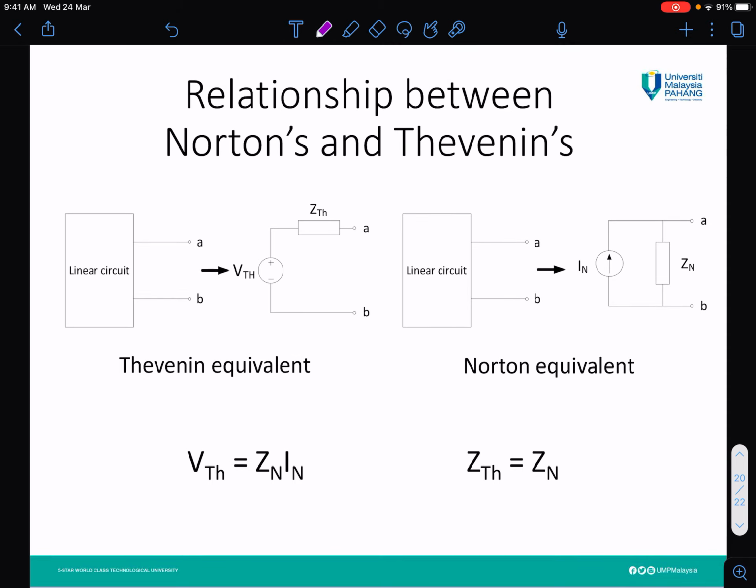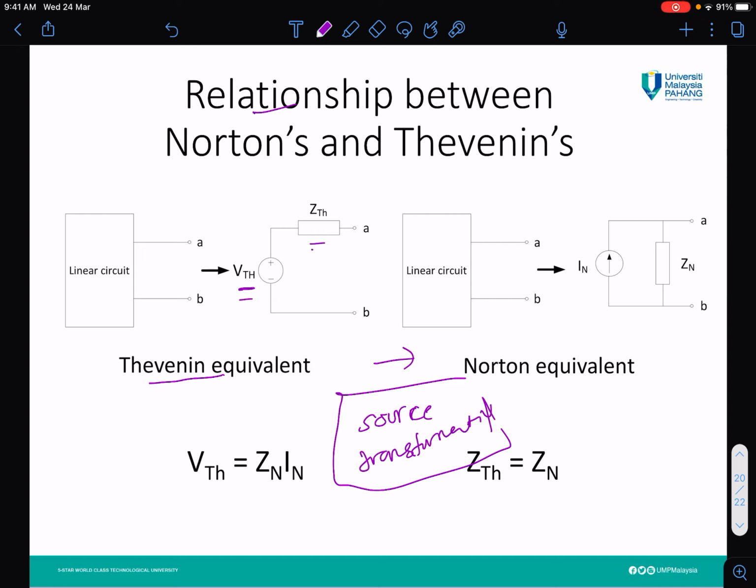So what is the relationship between Norton and Thevenin? From the Thevenin equivalent, we can easily transform into the Norton equivalent using source transformation. From a voltage source and ZTH, you transform using source transformation into a current source and ZN. A very important point: ZTH equals ZN.